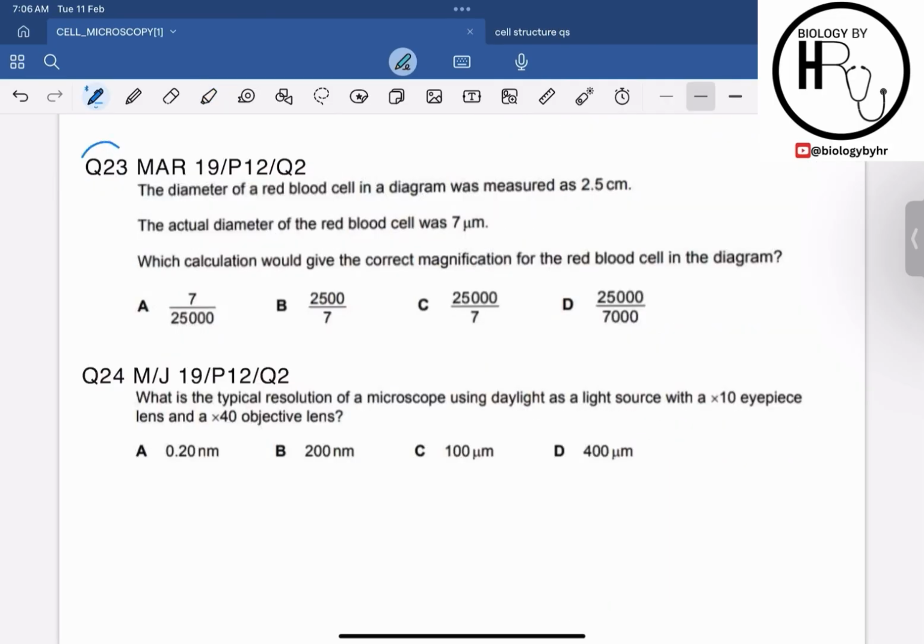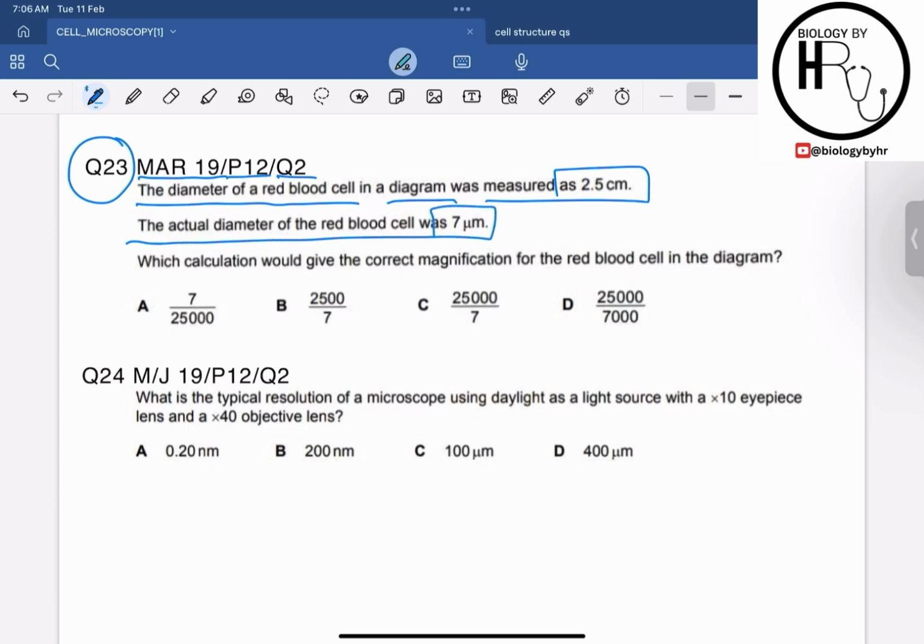Question 23 is from February-March 2019, paper 1 to question 2, which is the second last question of the topical MCQs of cell microscopy. It says that the diameter of the red blood cell in a diagram was measured as 2.5 centimeters. The actual diameter of the red blood cell was 7 micrometers. Which calculation would give the correct magnification for the red blood cells in the diagram?